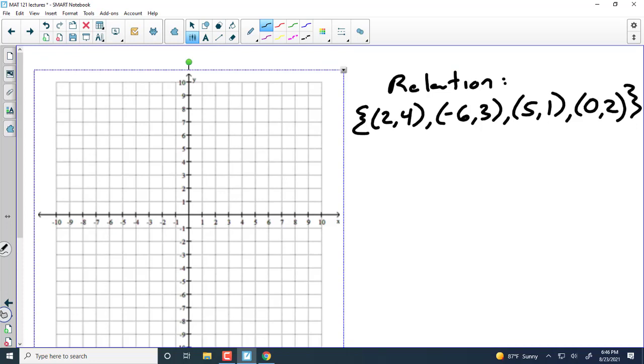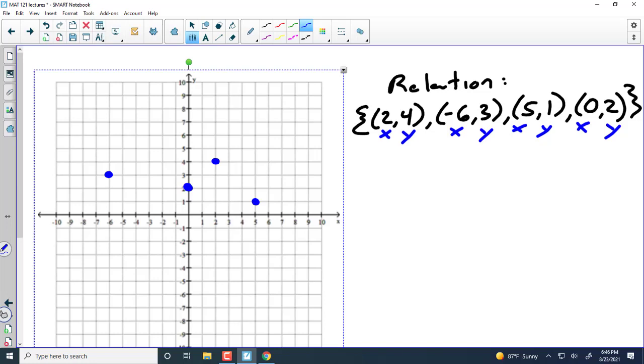Once we have a relation, we can plot it over here on a coordinate system. So that's exactly what I'm going to do. So we know that it's xy, xy, xy, xy. Maybe we're a little bit rusty at graphing, but we know. Go over 2, up 4. That gives me one of my ordered pairs. Backwards 6, up 3. That gives me another ordered pair. 5, 1. And 0, 2.